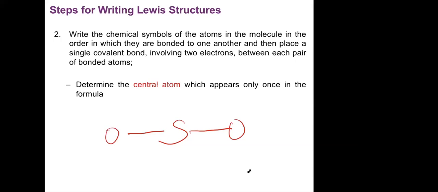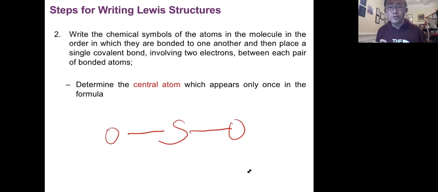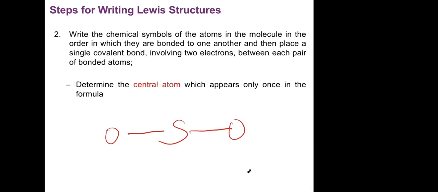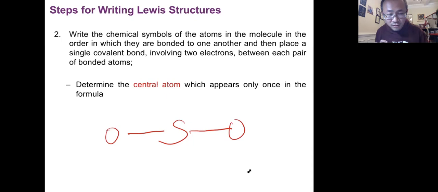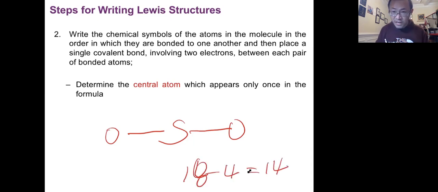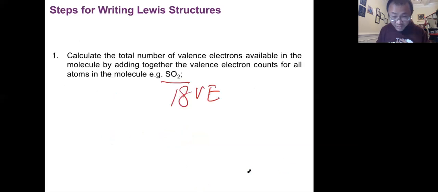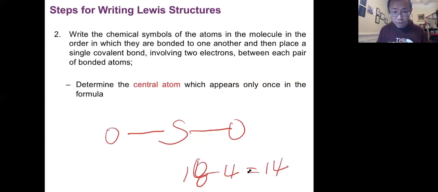Two atoms share one pair of electrons. Two electrons. A bond means two electrons. So now I use two bonds, which means I used 4 electrons. I need to subtract 4 from 18. The total is 18, remember, guys, we did that previously. Now you use the 4. You only have 14 left.